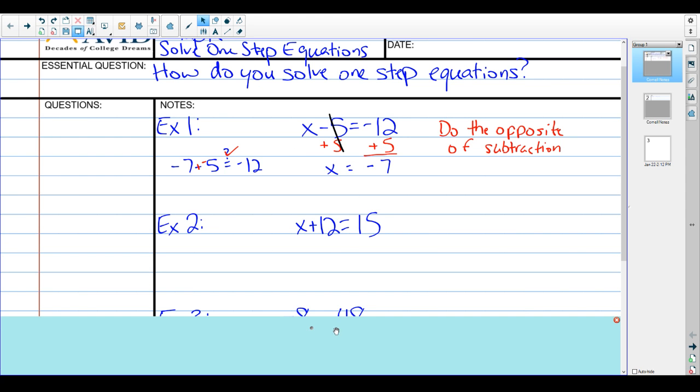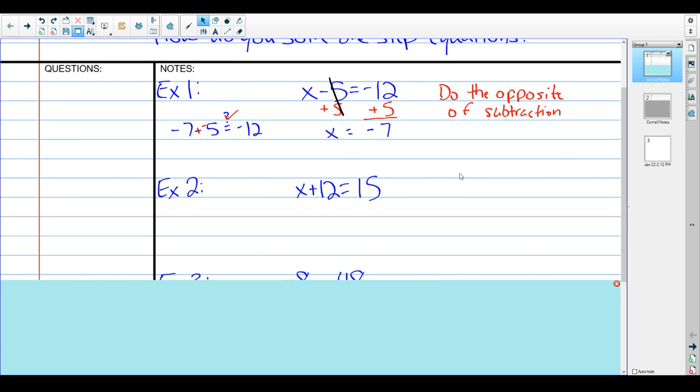So number 2. So x plus 12 equals 15. Again, we're just going to do the opposite operation. So we have plus 12. We're going to do the opposite of addition. The opposite of adding is to subtract. So I'm going to subtract 12 from one side. And if I do it to one side, I have to do it to the other.